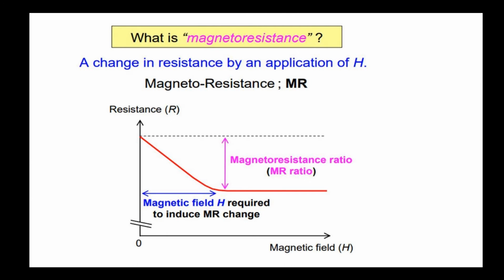Let's start with what is magnetoresistance. Magnetoresistance is the tendency of a material to change the value of its electrical resistance when we apply an external magnetic field. There are various phenomena which can be called magnetoresistance, but here we will discuss only TMR, tunnel magnetoresistance.